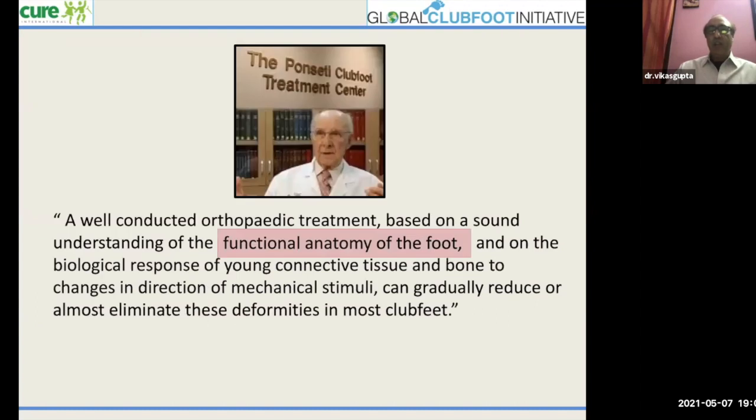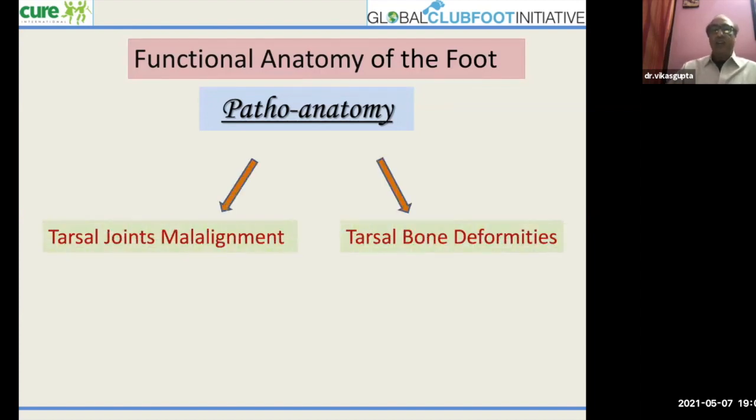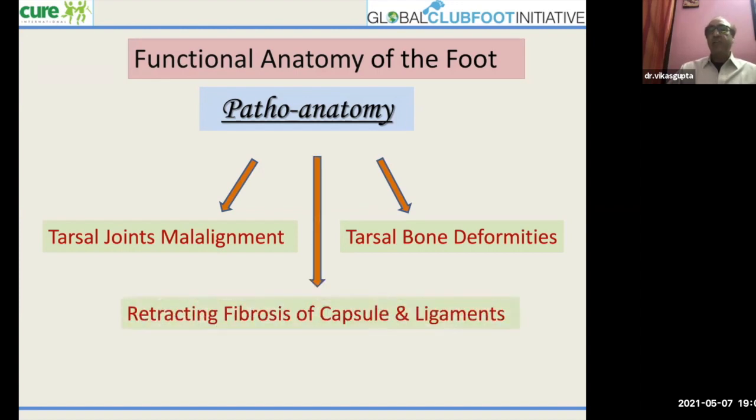Now, coming to the functional anatomy, and before we go into the functional anatomy, let us understand the pathoanatomy. So, what is the pathoanatomy of the clubfoot? In fact, clubfoot involves multiple tarsal joint malalignments as well as deformities of the various tarsal bones, especially of the talus. And these are maintained by the contracture of the soft tissues, which is called retracting fibrosis of the capsule and the ligaments. I'll briefly go into each of them one by one.